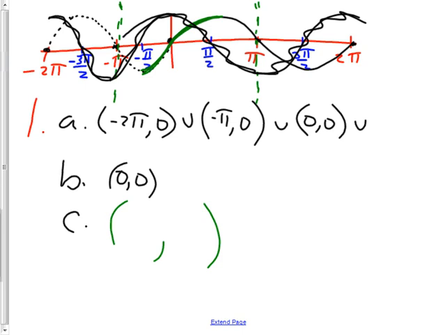For the other ones, just do what it says in the directions, which is state the amplitude and the period and describe the transformations in the correct order. The only thing we're not doing is, lastly, graph one period of the function. So for number 3, for instance, it wants us to tell the amplitude, what the period would be, and the transformations.